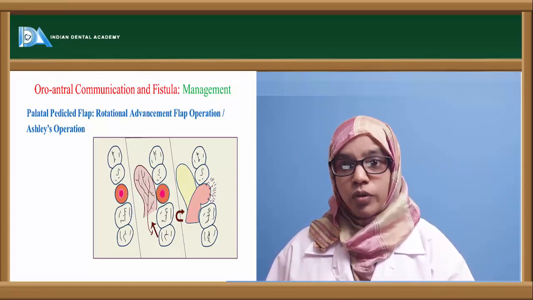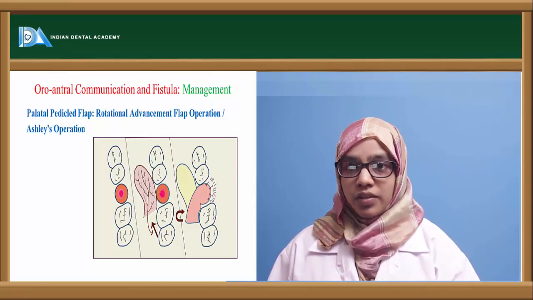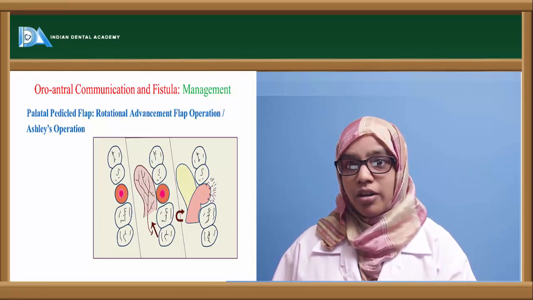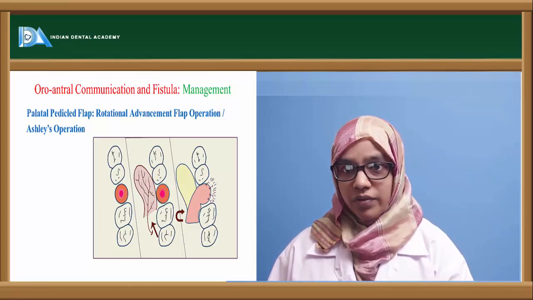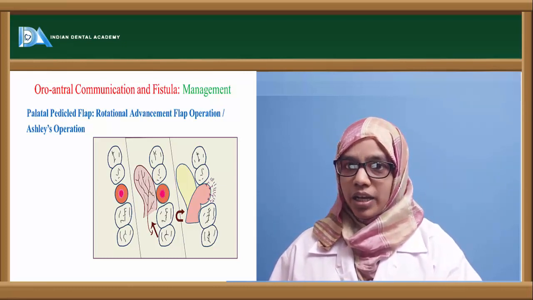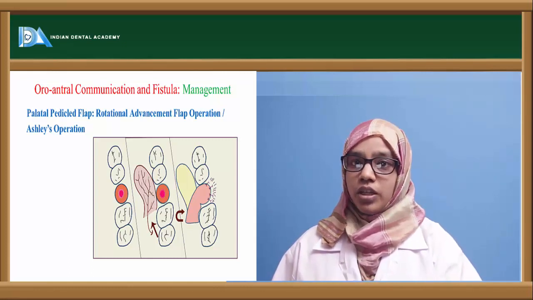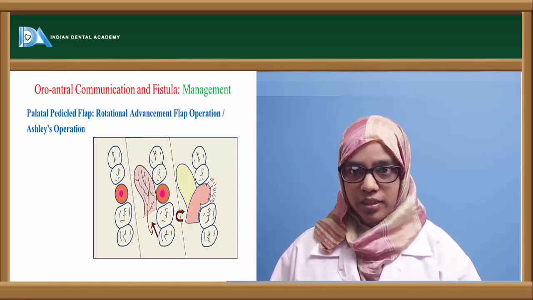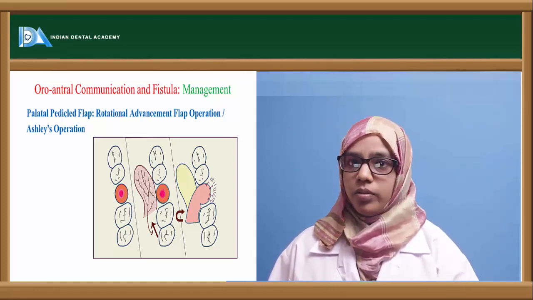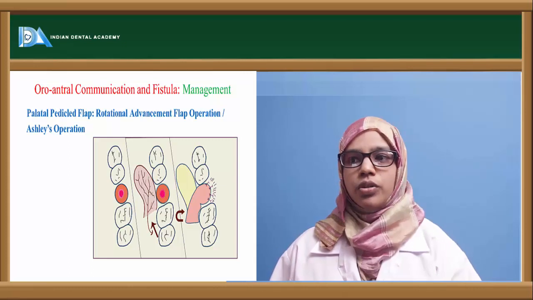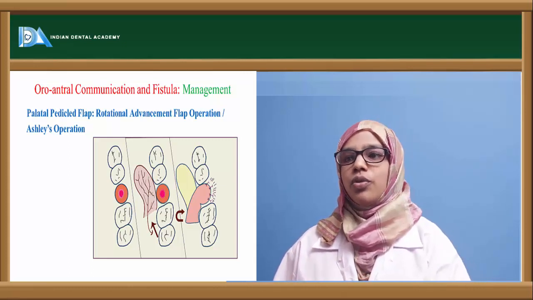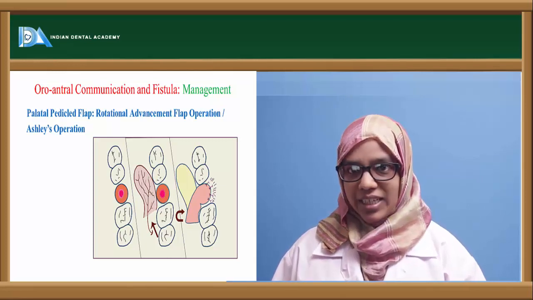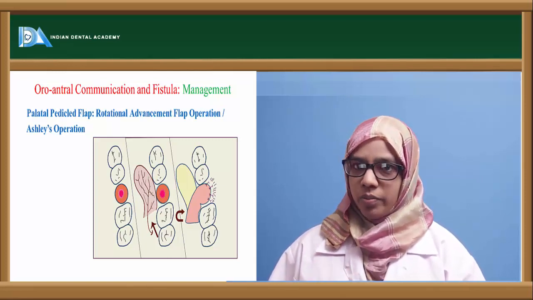Here similarly, you will remove the fistulous tract first, then you will raise the flap. The lateral margin of the flap should be around 5 mm away from the attached gingiva. Depending upon the fistula and the amount of rotation, the length can be decided. Then you raise a complete mucoperiosteal flap, rotate it over the fistula and suture it towards the buccal side.